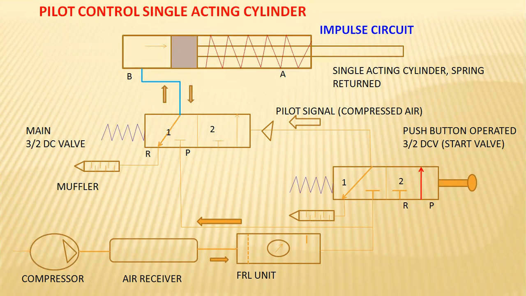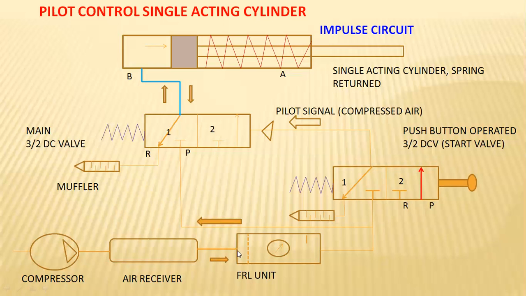Next, pilot control, nothing but speed control, is used for operating this single acting cylinder. How the pilot valve exists for controlling the single acting cylinder movement, we'll be discussing in detail. The compressor provides compressed air to the receiver and it enters the FRL unit, and then a push button operated 3 by 2 DCV start valve.